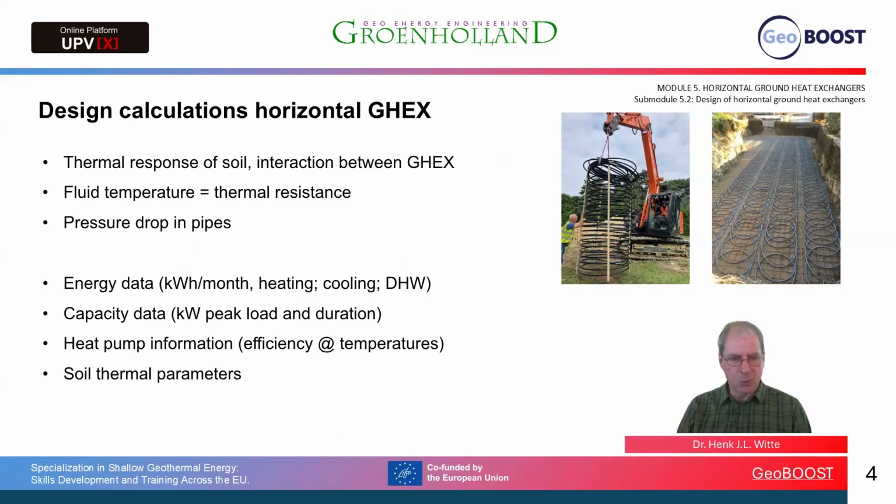For the design, as with all system designs, we need energy data. We need energy per month, the kilowatt hours of heating, cooling, and domestic hot water. We need capacity data, the peak load capacity in kilowatts and the duration in hours. And also we need information about the heat pump that's going to be applied. We need to know what the efficiency is at different temperatures, for instance, temperatures for space heating and for domestic hot water production. And perhaps we need to know something about how cooling is going to be done, whether that is passive or using the heat pump itself. And as we discussed before, the soil thermal parameters.